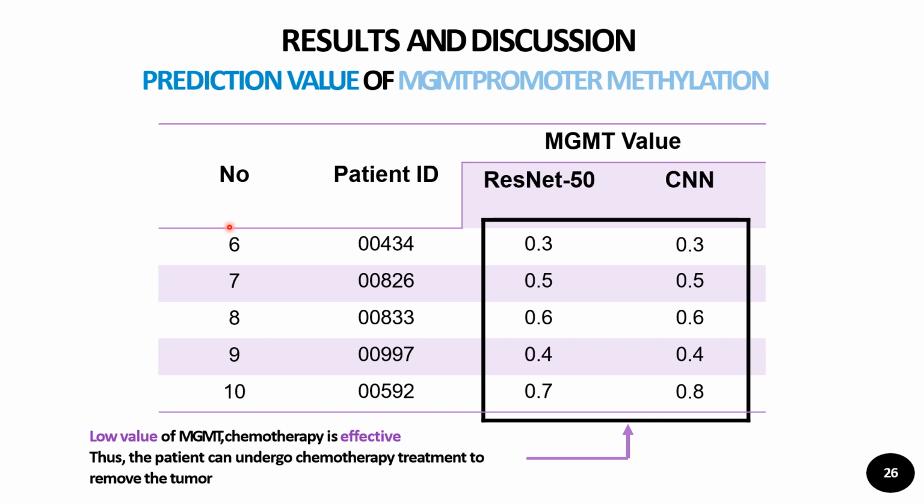Okay, so for example, for patient number 6, patient ID 00434, the ResNet-50 gives the prediction value of the MGMT 0.3 and the CNN also gives the same prediction value 0.3. It means that patient number 6 has a lower value of MGMT promoter methylation. With a low value of the MGMT, the chemotherapy is effective, so the patient can undergo the chemotherapy treatment to remove the tumor. So this patient is not required to go for surgery to remove the tumor. They can just proceed with the chemotherapy treatment.